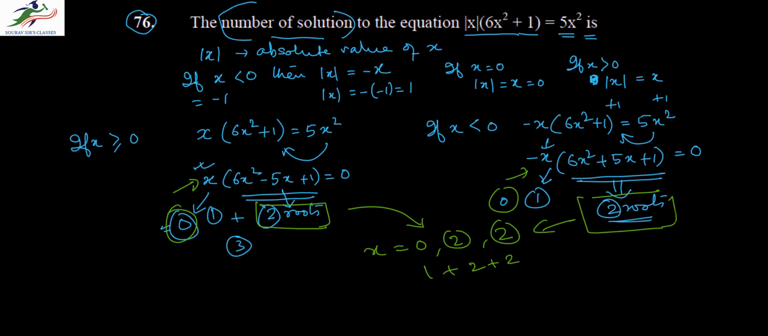So there are 5 possible values of x, or in other words, the number of solutions to this equation given is 5. So 5 is the answer to this question.